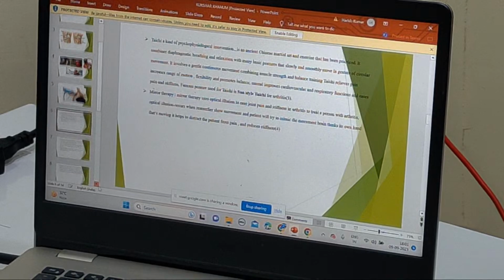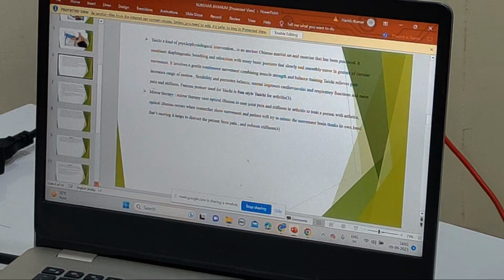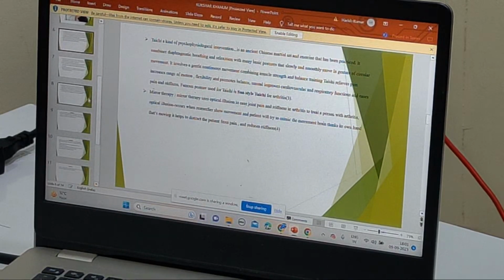Tai Chi is a kind of psychophysiological intervention. It is an ancient Chinese martial art technique, and the exercises practiced in it combine diaphragmatic breathing and relaxation with basic postures that move slowly and smoothly in a gesture of circular movement. It is like obtaining one posture with slow movement, and it will increase the patient's flexibility, promote their balance, and increase the range of motion.